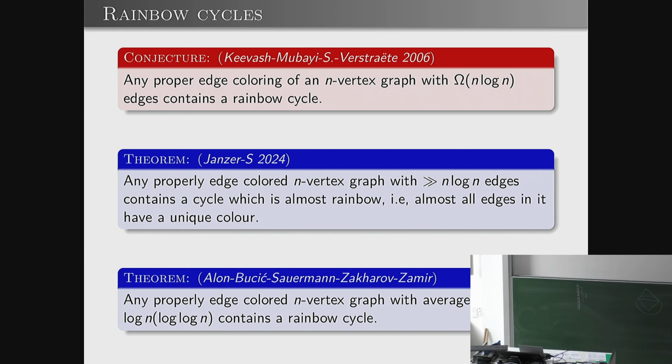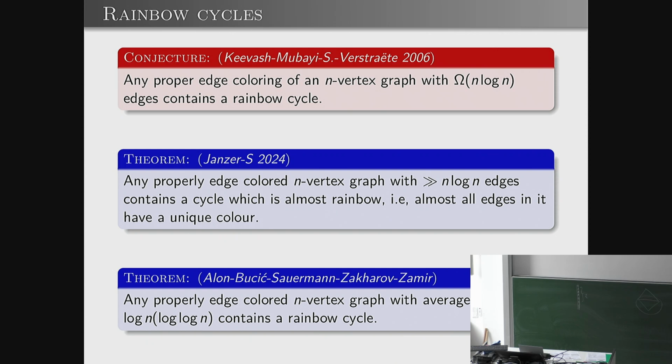The second result was a very nice result, which was recently proved by Alon, Bukic, Sauerman, Zakharov, and Zamir, which shows that if you take this n log n and add to it a tiny bit, log n, right, an even more diminishing fraction, then the statement already is true. So if you have a graph with n times log n edges, and it's properly colored, then it contains a rainbow cycle, okay? So roughly n log n edges is already enough to get a rainbow cycle. Now let me again put this question about rainbow cycle into perspective of other areas to show why it's useful.